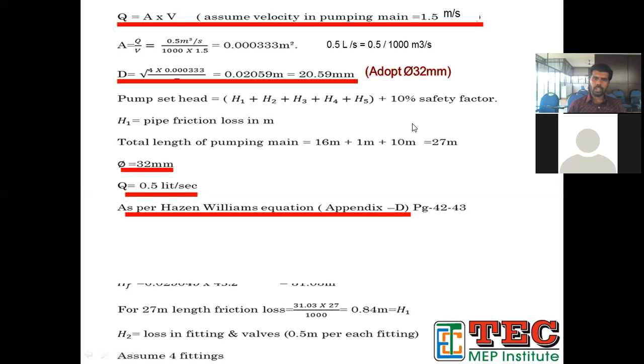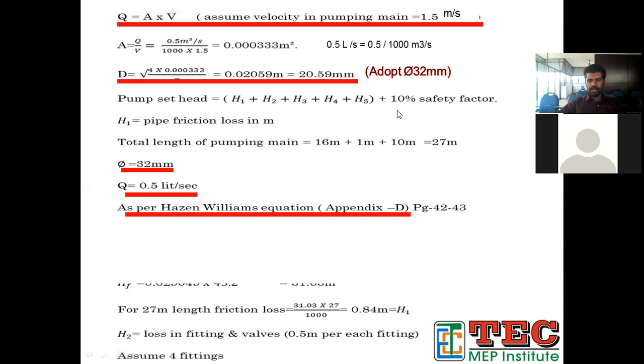Yeah, the total will be 25.09, correct? With respect to that 25.09, the answer will be 25. We'll be getting 25.09 total head. 10% safety factor means we can calculate 10% of this total head. Total head is 22.81, and 10% of that.